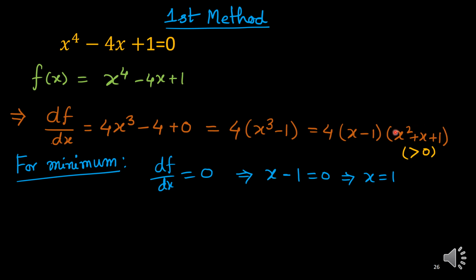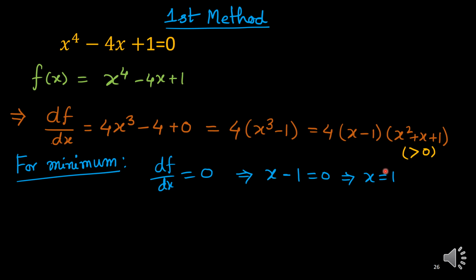So we won't get any real solution for this term, right? So only we will get x equals to 1 as a solution. So there we can have only minima because the function is growing on both sides. So at this point it can have the minima only. There is no need to test for maxima or minima. We are sure that at this point the function will have one minima.